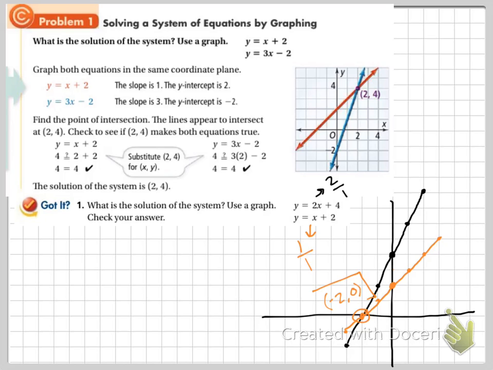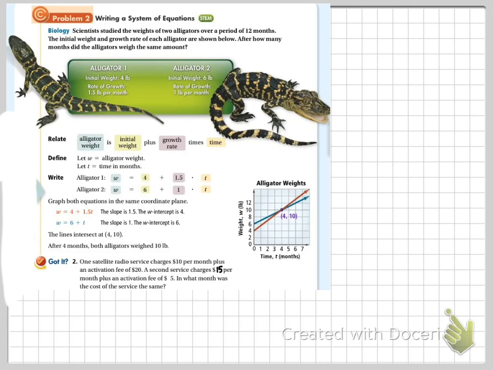You could also take this point and plug it back into those equations to see if it comes out true. You're going to get something like 0 equals 0, 5 equals 5, -2 equals -2. Then it is a solution. It works. We're not going to take the time. I'm not going to require you to check your answer, although it usually is a pretty good idea. Okay, so we're going to do our got it problem here.